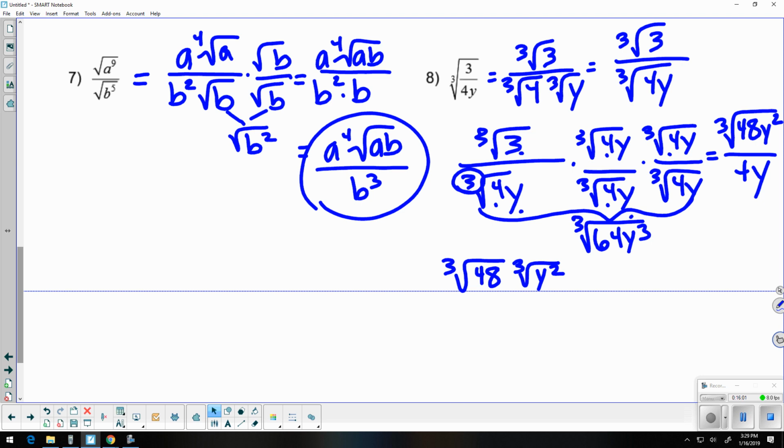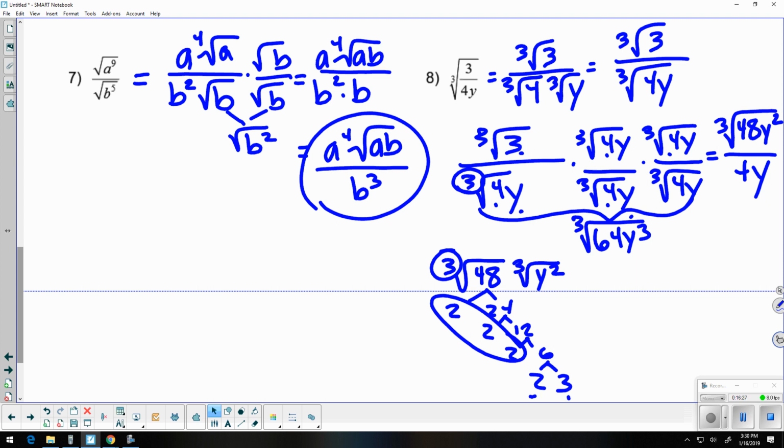I can simplify this more. Okay, so what do I mean by that? Let me do the prime factorization. Breaking down 48: 2 times 24, that's 2 times 12, 2 times 6, 2 times 3. Okay, cubic root, you want groups of 3 of the same. Here's a group of 3 2's, right? I want a group of 3 of the same number. There's 3 2's, which will come out front as a single 2, and then we still have these guys left over.